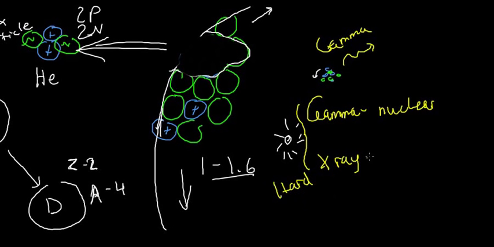The difference is the source: the source for gamma radiation is nuclear and the source for X-ray is electronic transitions. And if you're not sure how X-rays are generated, maybe it's a good time to review the videos on that. I'm only mentioning this because this is often asked about. So it's important to know.